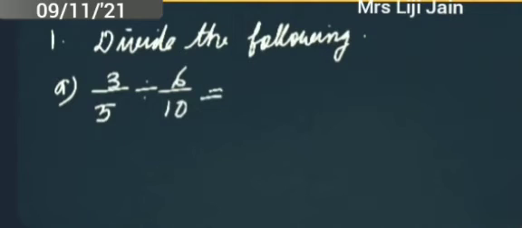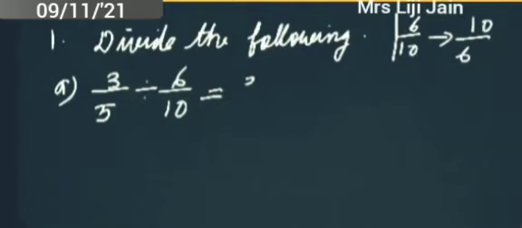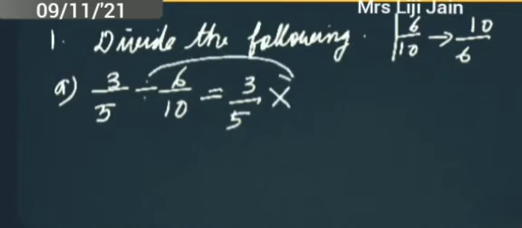How it has to be done? First find the reciprocal of the denominator fraction. Which is the denominator fraction here? Yes, 6 by 10. What is the reciprocal of 6 by 10? Yes, 10 by 6. So what has to be done? 3 by 5 has to be written as it is. Then division has to be converted to multiplication, and write the reciprocal of 6 by 10. What is it? 10 by 6, isn't it?